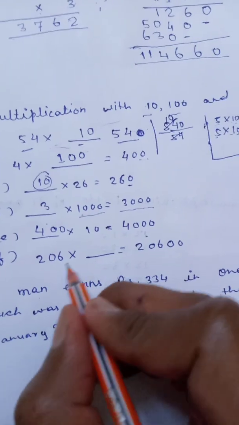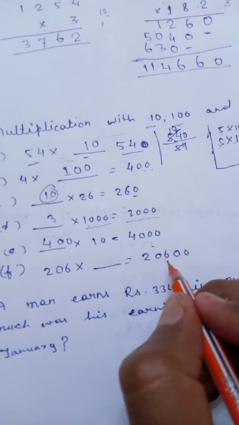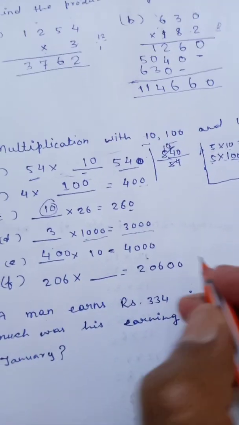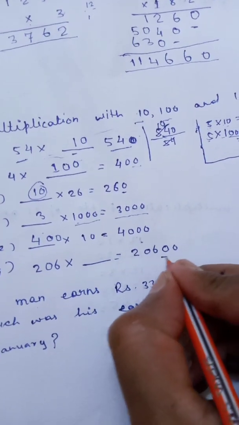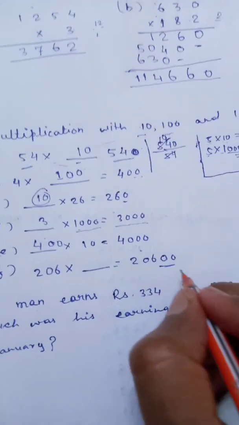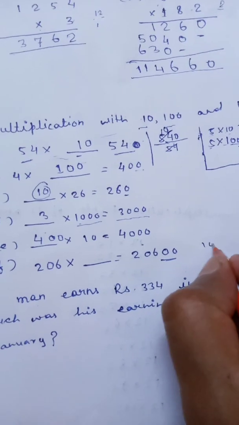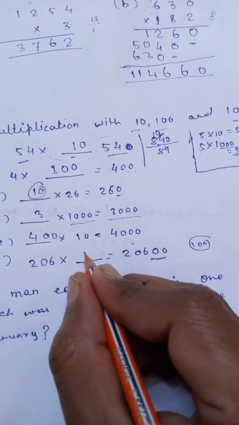Same here, we will do 206. 206 double 0 means we have to write 2 zeros here, and in 100 we are having 2 zeros, so we'll write 100 here.